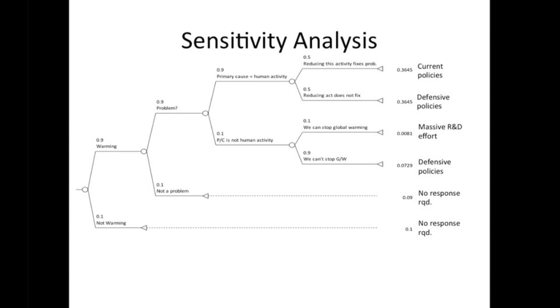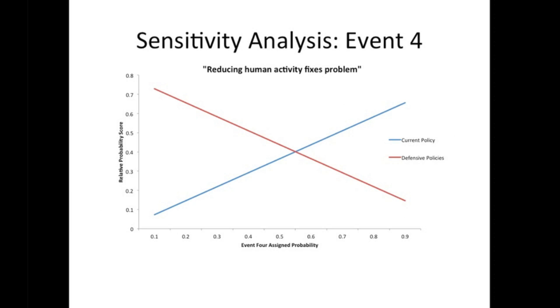The model outcome reducing human activity fixes the problem must have an assigned probability of 0.55 or higher, remember, for the current policy approaches to equal or exceed the scores for defensive solutions, assuming all other probabilities in the model are held constant. So let's see what that looks like when we vary the sensitivity analysis on event 4. This is pretty clearly seen in the intersection of these two graphs. This graph shows that these two general policy approaches are highly sensitive to changes in the probability that reducing human carbon dioxide emitting activities also reduces global warming.